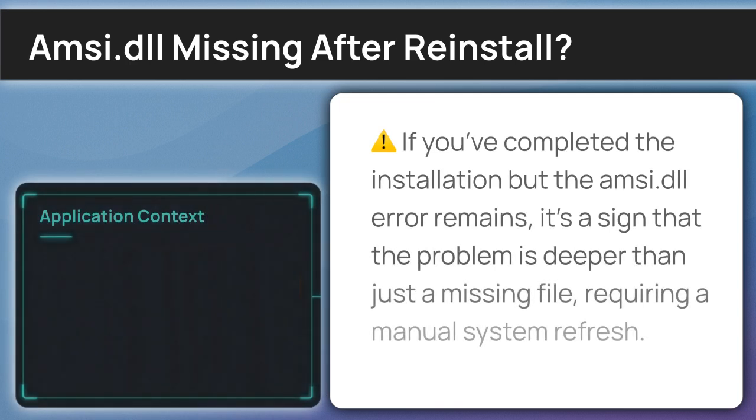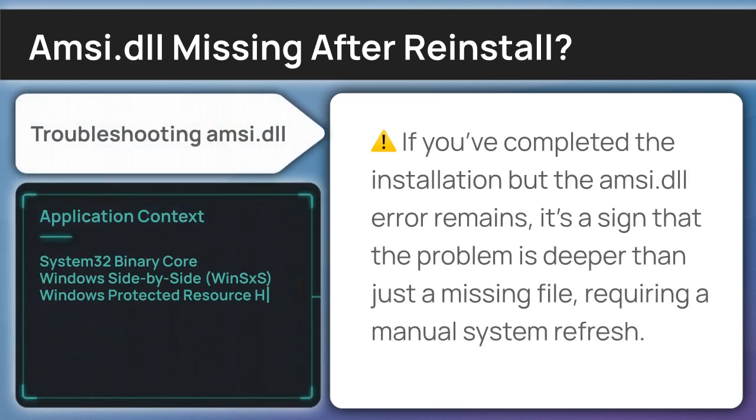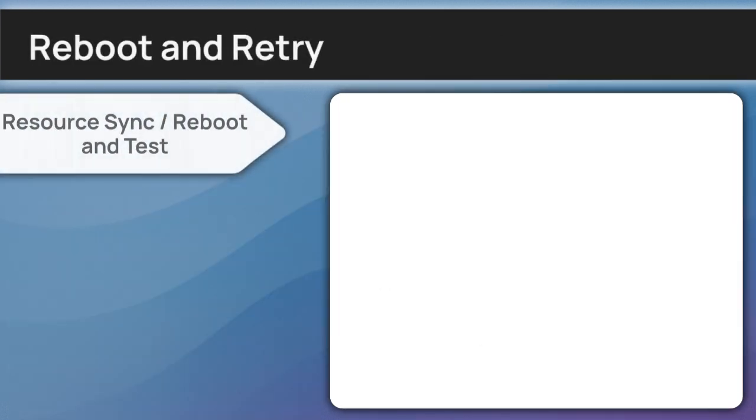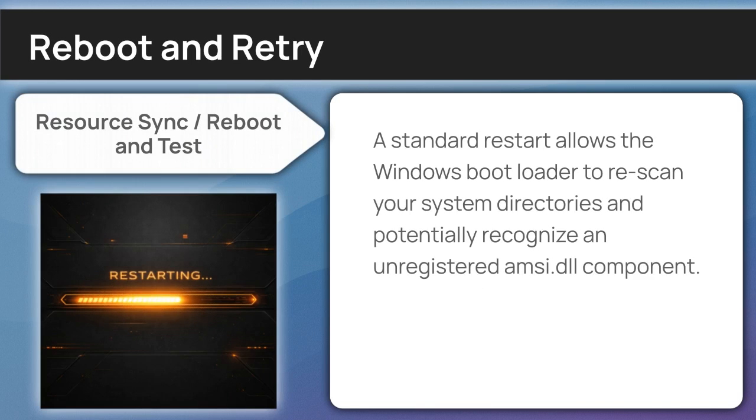If no luck was had with the redistributable package, we will escalate the fix by performing a targeted reset of the system state. A full system restart ensures that no background processes are currently locking the Anti-Malware Scan Interface file. A fresh boot allows Windows to reinitialize its library map from a clean state.